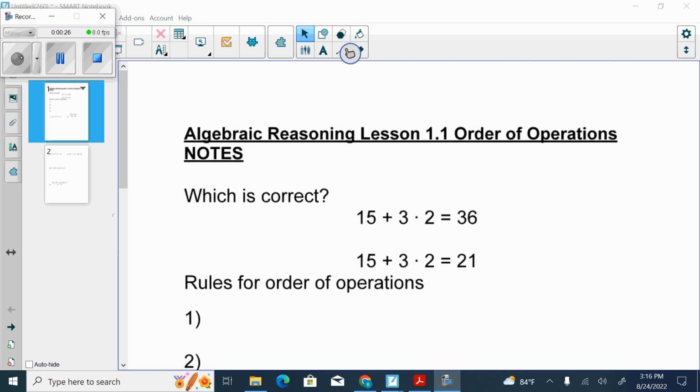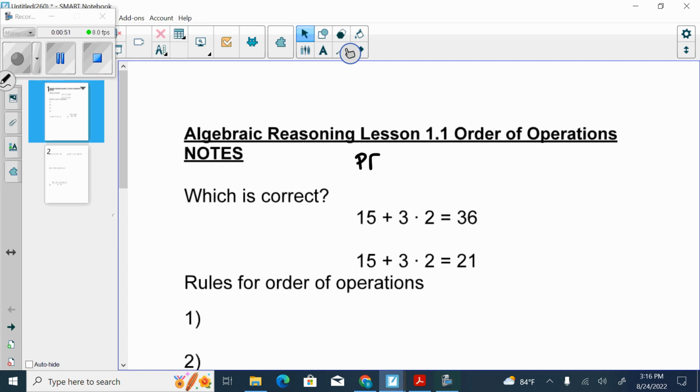Okay. Does anybody think the second one is correct? Okay. Why do we think the second one is correct? People who answered that. 3 times 2 and just add that with 15. Right. Okay. So you guys added first. He multiplied first. Does anybody remember what our rules are in math that tell us what order to go in? PEMDAS. Right. Okay. So that's what we're going to write down over here.